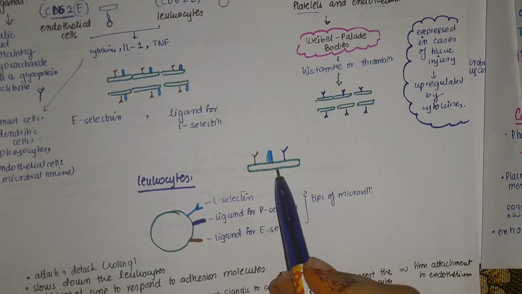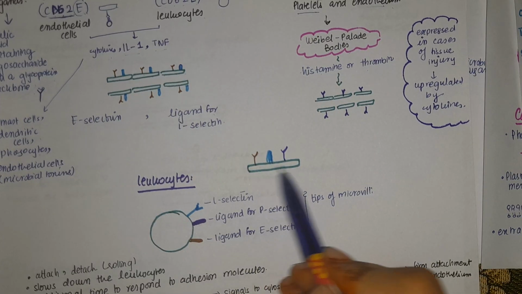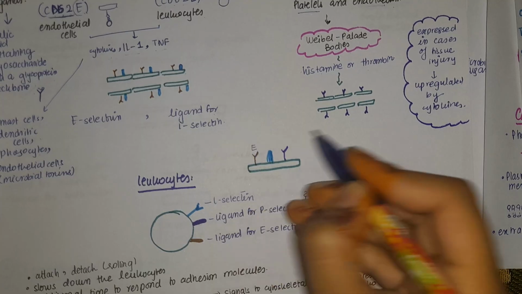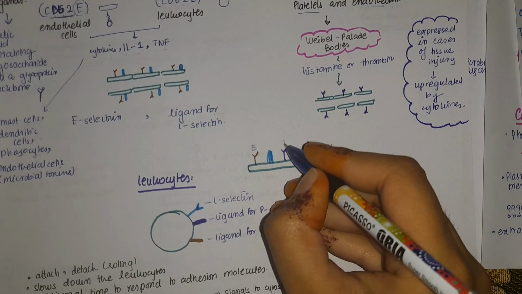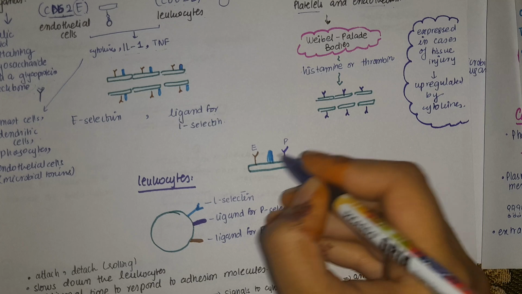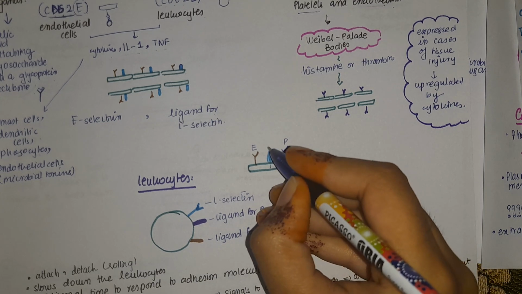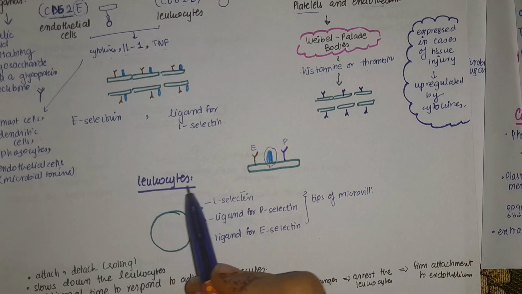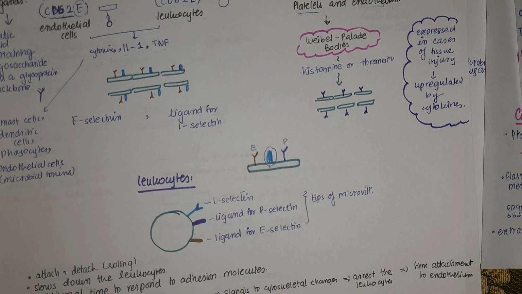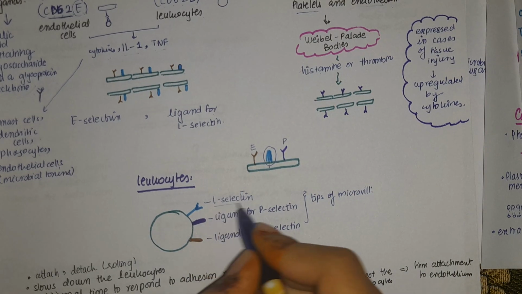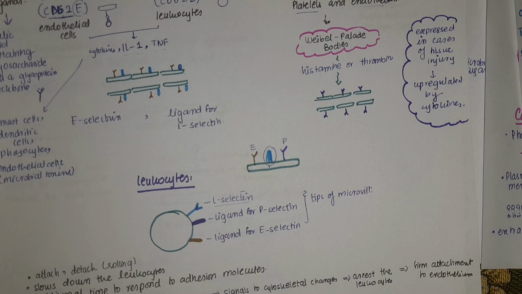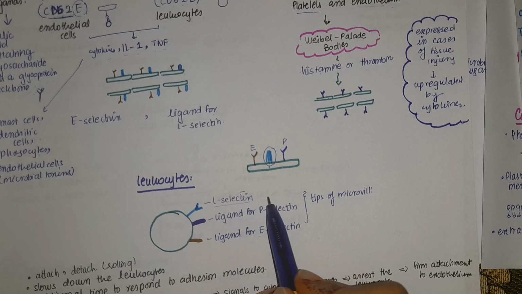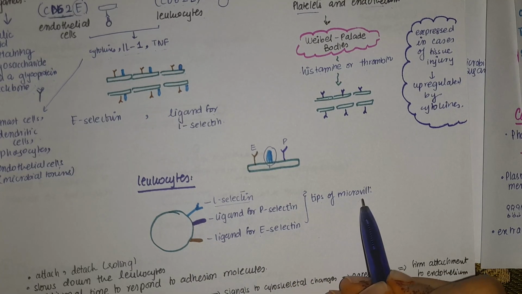So now if we have the final comparison, the endothelium will be expressing this one, the brown one, that is E-selectin, the receptor. Then it will also be expressing the P-selectin, which is also a receptor, but it will be expressing a ligand, which is the ligand for L-selectin. But when we come to the leukocyte, it will express one receptor only, that is the L-selectin, and it will express two ligands, ligand for P-selectin and ligand for E-selectin. And all of these will be expressed on the tips of microvilli.